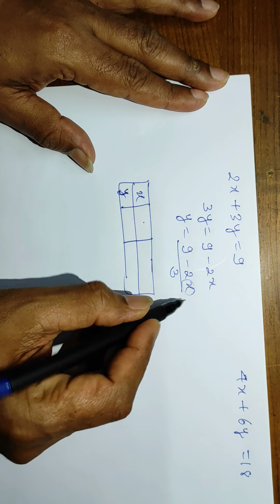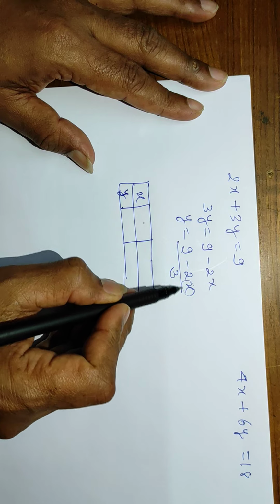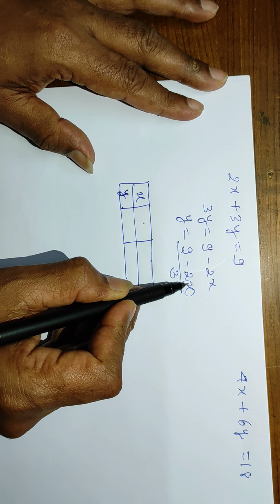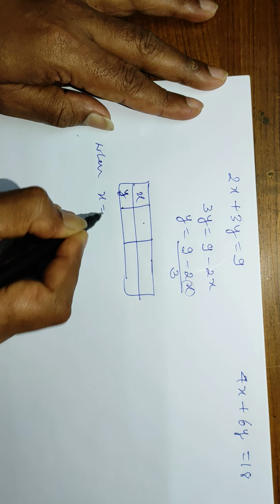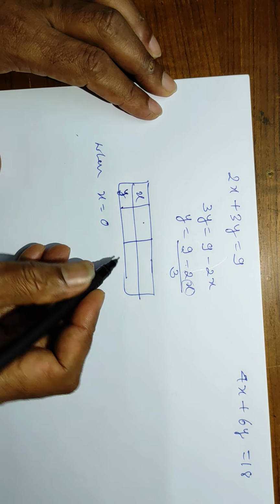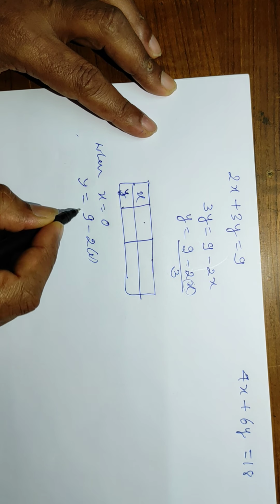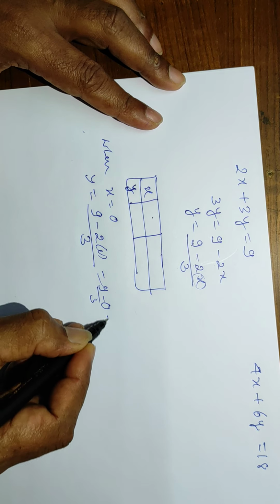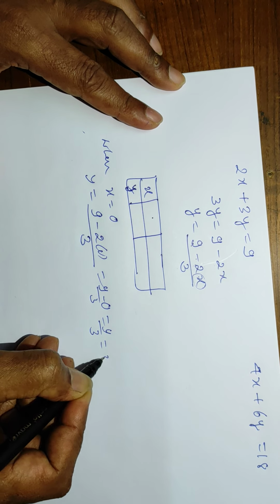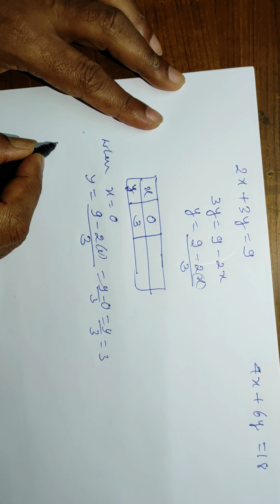When x equals 0, what happens? 2 into 0 is 0. 9 minus 0 is 9. 9 by 3 is 3. When x equals 0, y equals (9 minus 2 into 0) by 3, that is (9 minus 0) by 3, 9 by 3, that is equal to 3. When x equals 0, y equals 3.